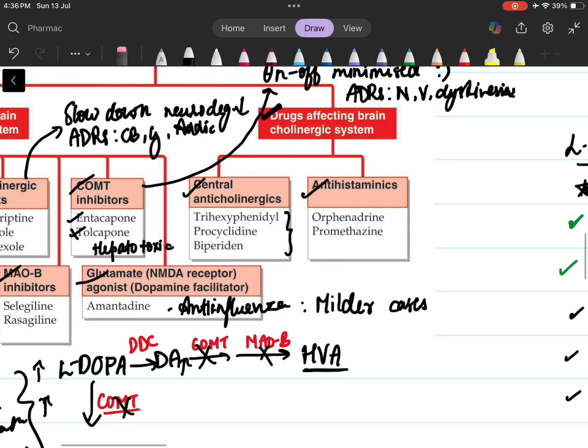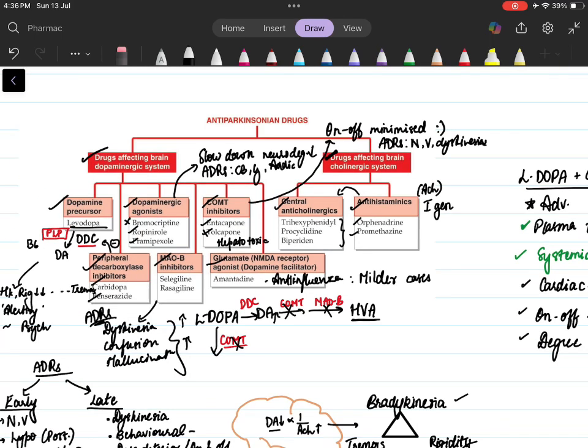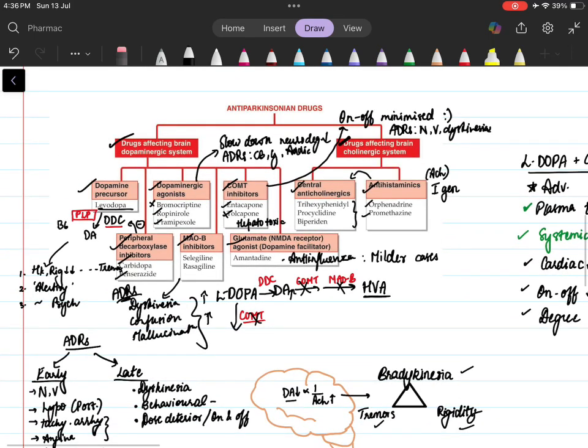Then, lastly, antihistaminics. Antihistaminics, what are you doing here? These are all first generation antihistaminics, so they have anticholinergic action as well. So that is why we use them, and these include orphenadrine and promethazine. So that is anti-Parkinsonian drugs. It is obviously not all encompassing, but I'm sure if you watch this, you will be able to tackle the exam question.